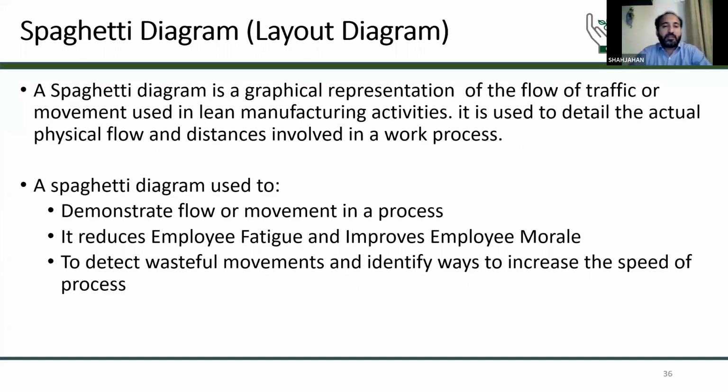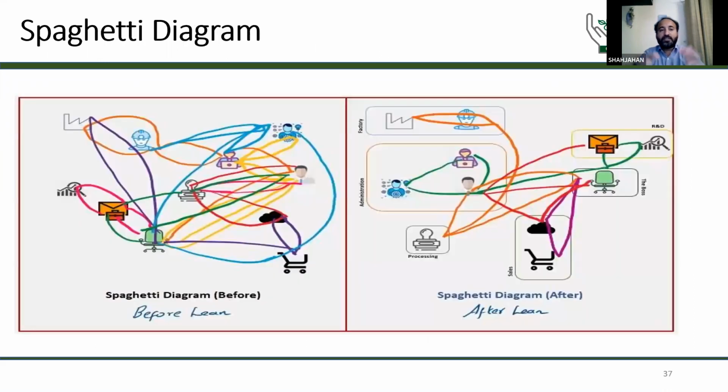Another decision tool is the spaghetti diagram, or the other name, layout diagram. A spaghetti diagram is a graphical representation of flow, traffic or movement used in lean manufacturing activities. It is used to detail the actual physical flow and distance involved in a work process, and to demonstrate flow or movement in a process. It reduces employee fatigue and improves employee morale, detects wasteful movement, and identifies ways to increase the speed of the process. So by this, in an example, you can see there are 2 examples.